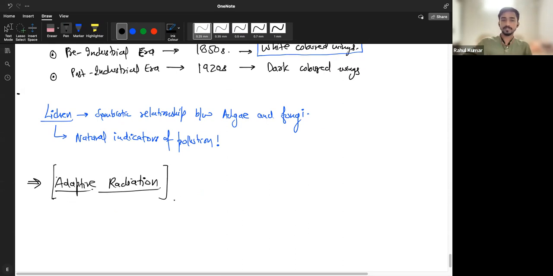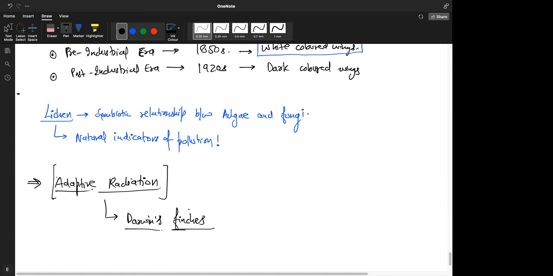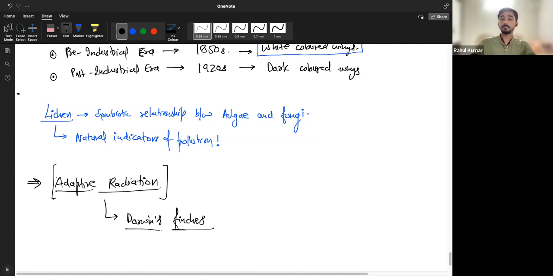So adaptive radiation is very well studied in evolution through Darwin's finches. Have you heard this word, Darwin's finches, before? Yeah. What are finches? They are small birds which Darwin observed in the Galapagos Islands. So Galapagos is a series of islands, which are separated from each other by the ocean, and these different islands have very different conditions sometimes.